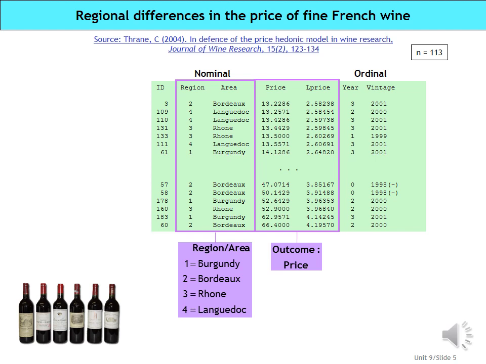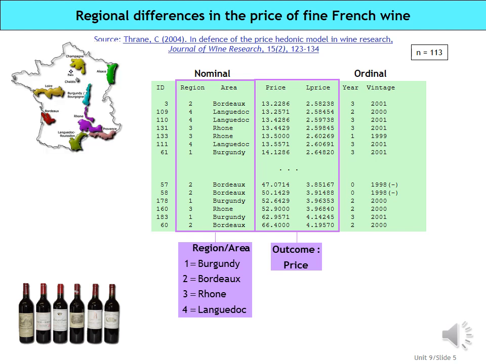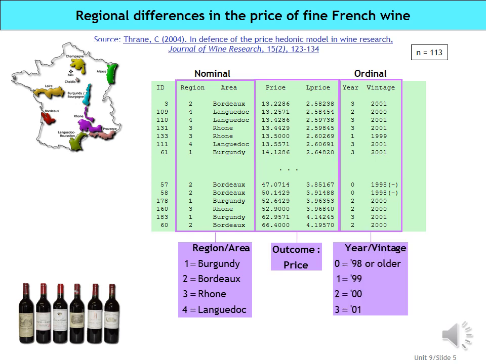The regions: there are 4 regions within the data set: Burgundy, Bordeaux, Rhône, and Languedoc. Burgundy is known as one of the best wines, I guess, if you know about it. Languedoc is the cheapest one, I guess. I guess everyone drinks that one. Even the workers drink that one, I guess.